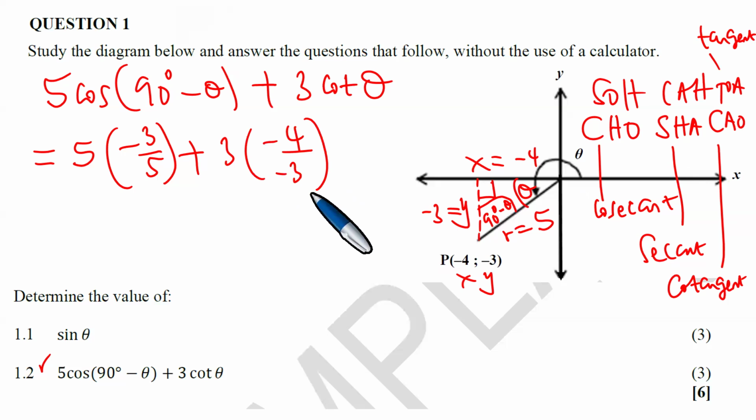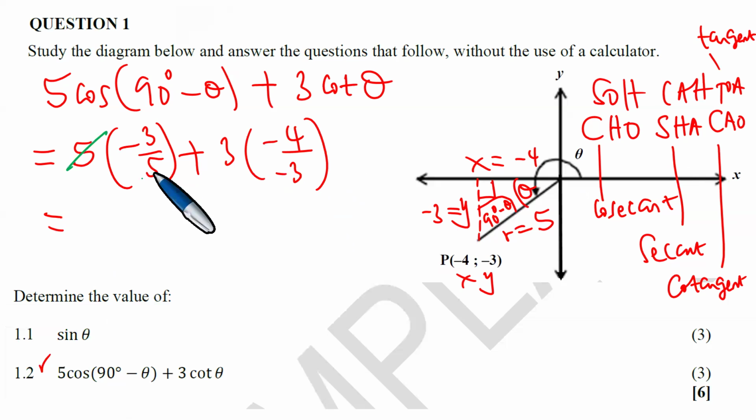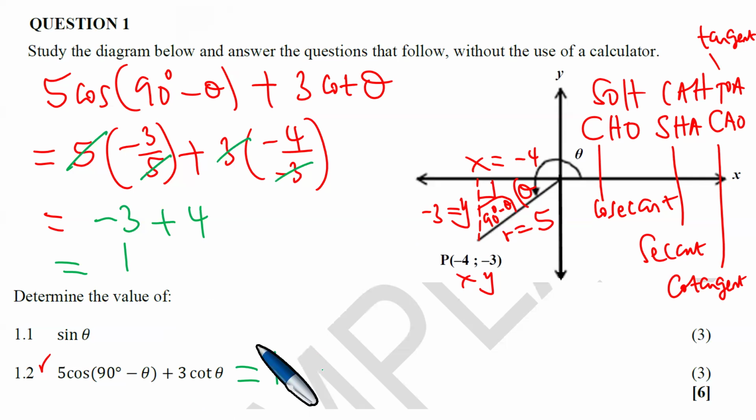Now pay attention, because we are dealing with very, very important things here. We come here and take the green color. 5 cancels, 3 cancels, and this gives us minus 3. Negative divided by negative gives us plus 4. What is minus 3 plus 4? It's a 1. So we're done with this one, and the answer is 1.